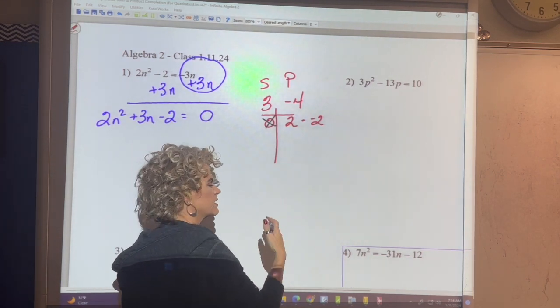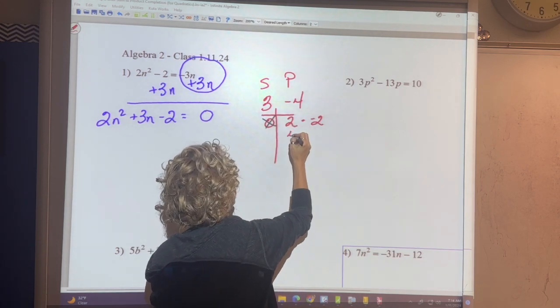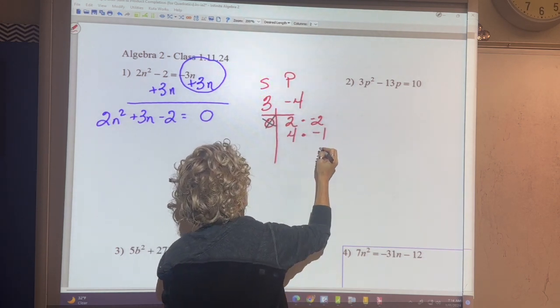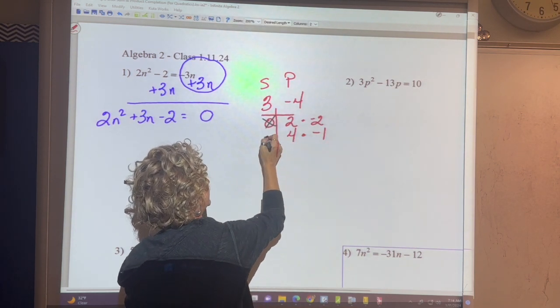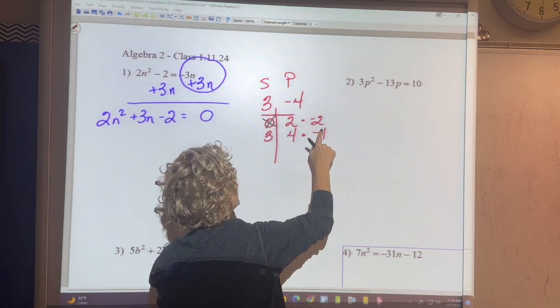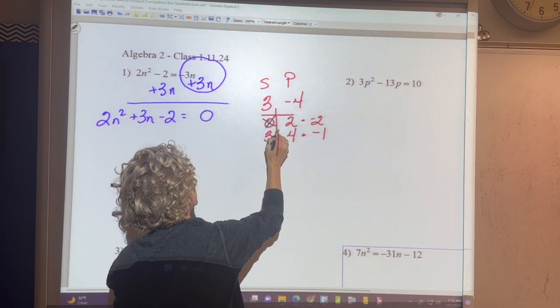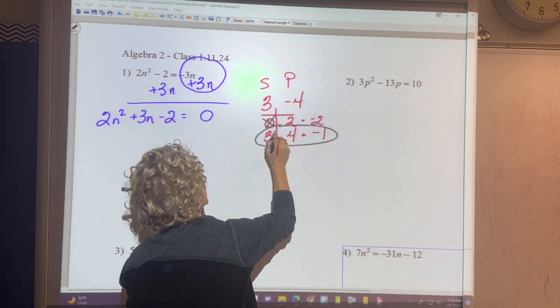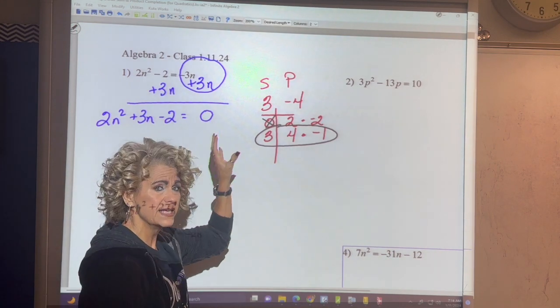Now, 4 is kind of small. It's kind of easy. We like that. So I have a positive 4 and a negative 1. Those multiply to be a negative 4, but they add to be a positive 3. So 4 times a negative 1 is a negative 4, and 4 plus a negative 1 is a positive 3. That is exactly what we wanted. So we've done all this to this point.